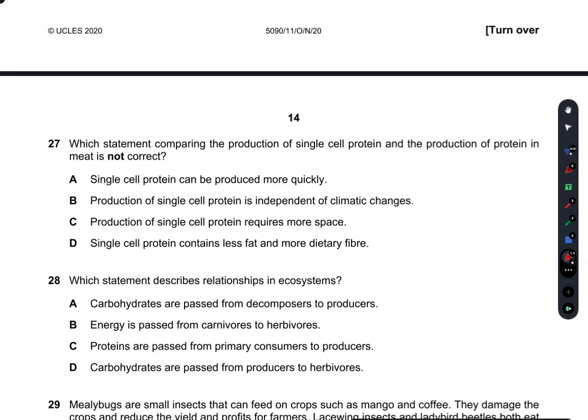Which statement comparing the production of SCP to the production of protein in meat is not correct? So you have to find the wrong statement. Single cell protein can be produced more quickly. Yes, it has a greater rate of production. Production of SCP is independent of climatic change. Yes, it is. Production of SCP requires more space. No, it requires minimal space. It requires very little space. So single cell protein contains less fat and more dietary fiber.